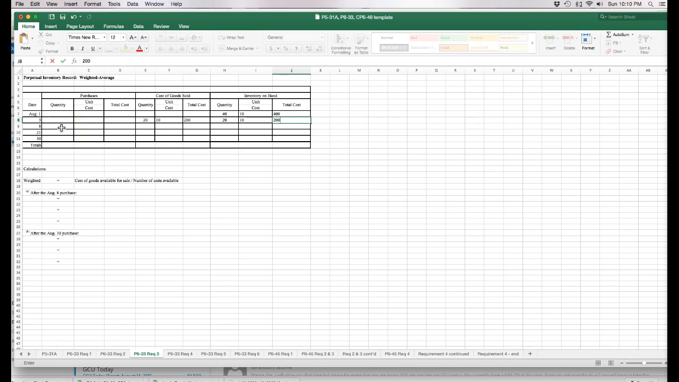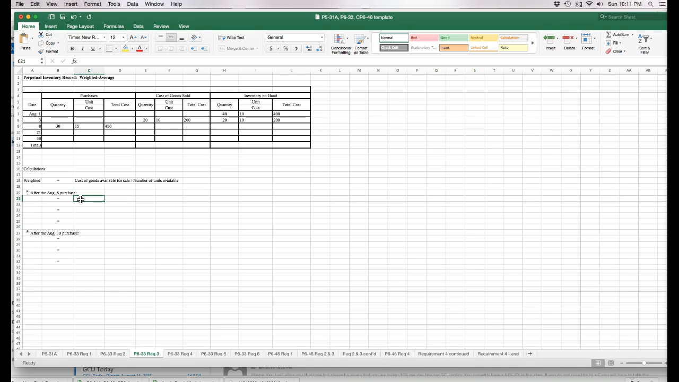Now on the 8th, we purchased 30 units, but now it's at $15 for a total cost of $450. Since we have a mix of items in our inventory at different costs, we want to do a weighted average of those, and we determine a unit cost based upon a weighted average of these two. So we come down here to the calculations. In this example, we want to take the cost of goods available for sale, divided by the number of units available for sale.